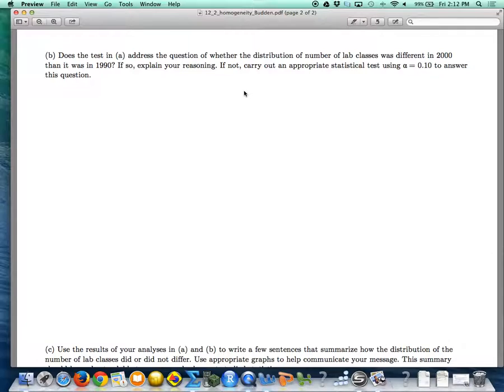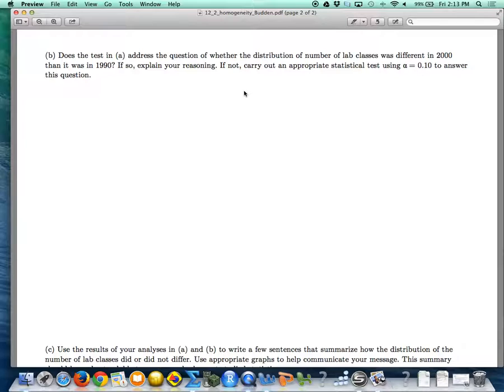Okay, so part B says, does the test in A address the question of whether the distribution of the number of lab classes was different in 2000 than it was in 1990? If so, explain your reasoning. If not, carry out an appropriate statistical test. Okay, so do you get the difference in the question between A and B? Yes. A is asking, has the average changed? B is asking, has the distribution changed?